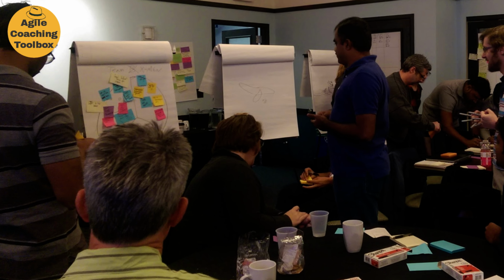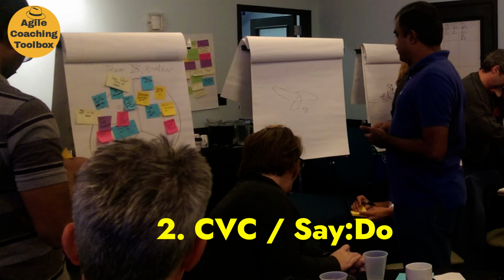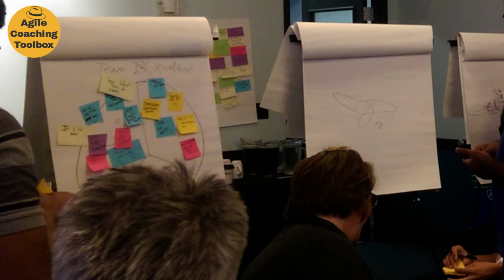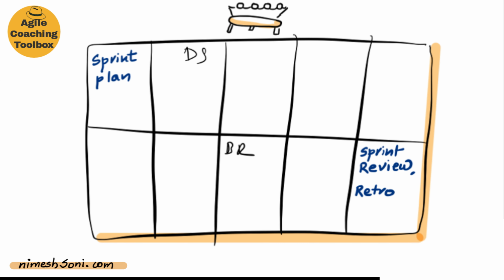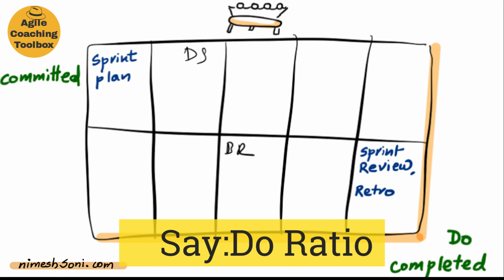The next measurement that I want to talk about is called CVC, committed versus completed. In my opinion, CVC is a better measurement than velocity of the team. You are comparing what the team committed at the sprint planning and what they actually completed on the other end of the sprint. This gives us the reading on how reliable the team is and its ability to estimate and deal with the unknowns during the sprint. This is also often referred to as say-do ratio.